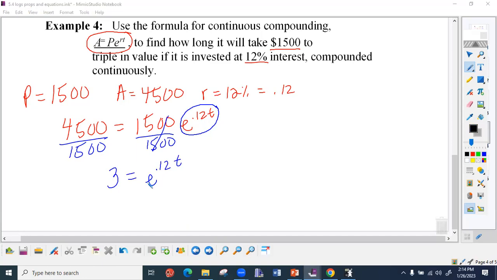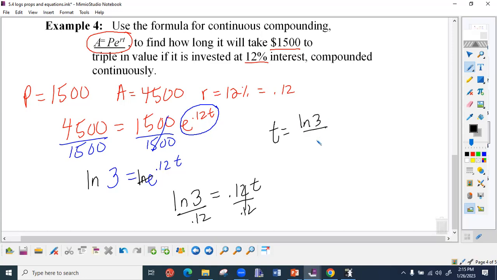Now that my exponential is by itself, I can take the log of it. The log for e is natural log. So I'm going to take the natural log of both sides. What I do to one side, I'm going to do to the other. It's going to cancel out. So I'm left with the natural log of 3 equals 0.12 times t. The last thing I need to do is divide by 0.12. So I'm left with t equals natural log of 3 divided by 0.12.